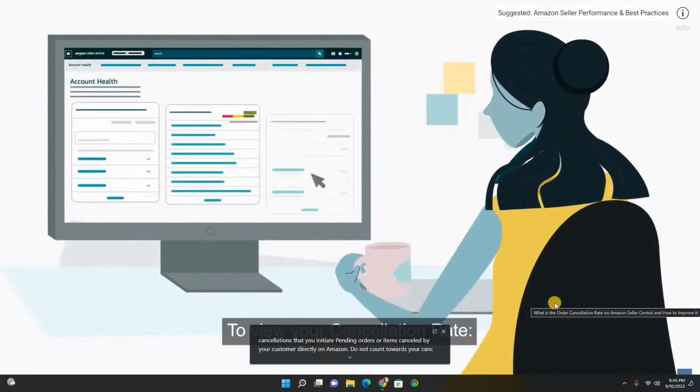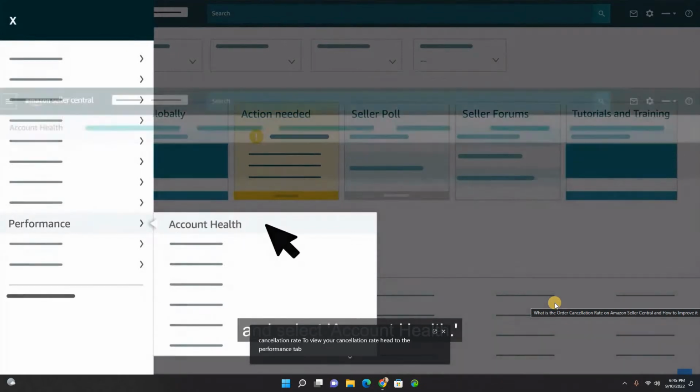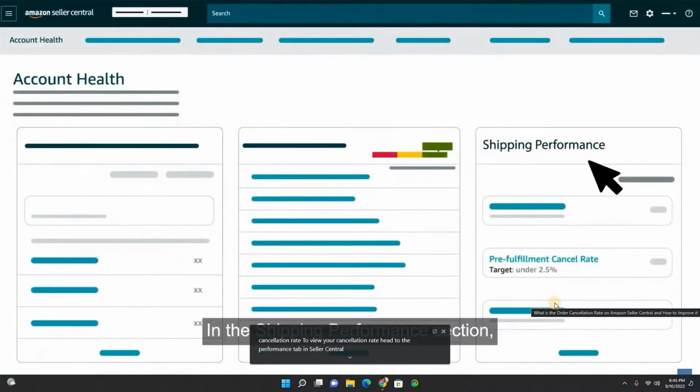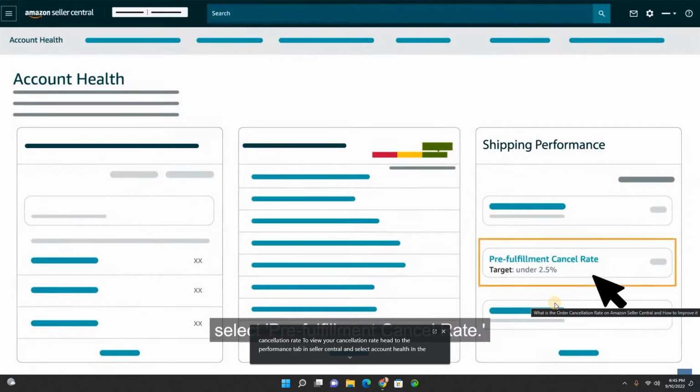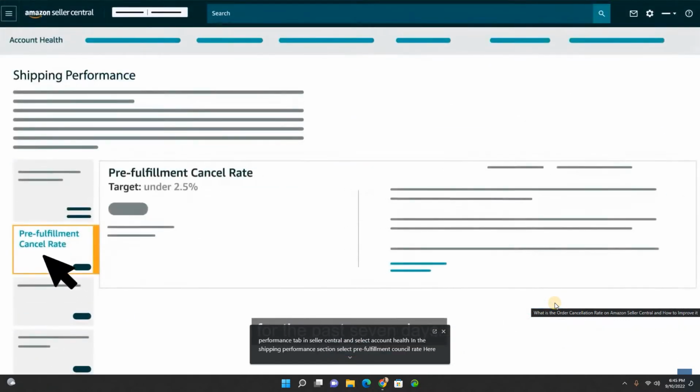To view your cancellation rate, head to the Performance tab in Seller Central and select Account Health. In the Shipping Performance section, select Pre-Fulfillment Cancel Rate. Here, you'll see your cancellation rate for the past 7 days.